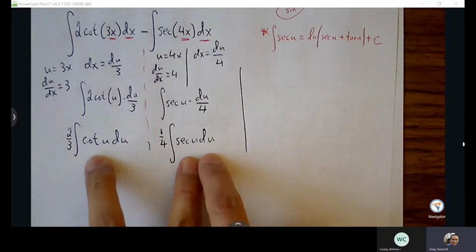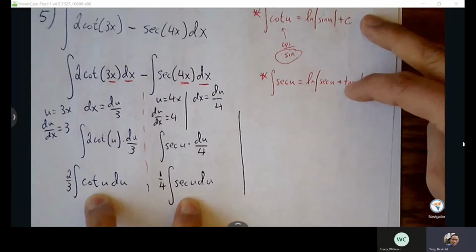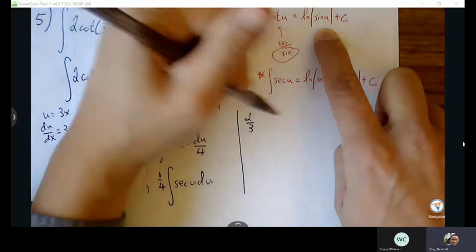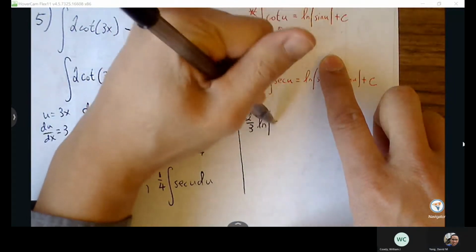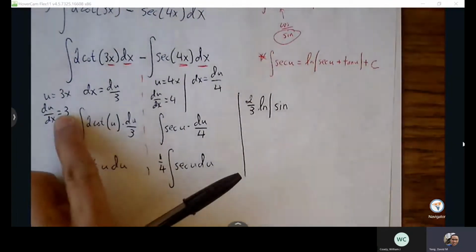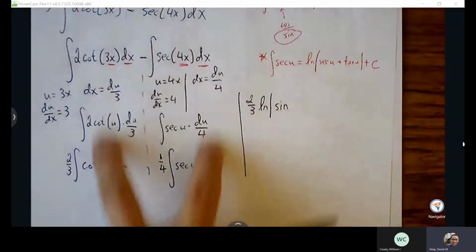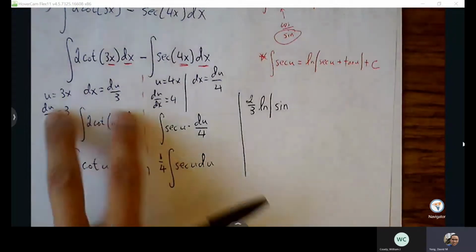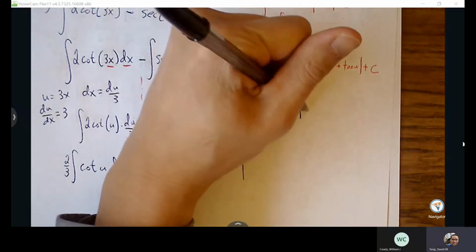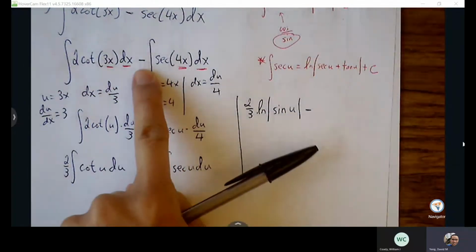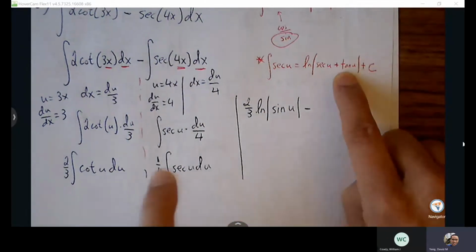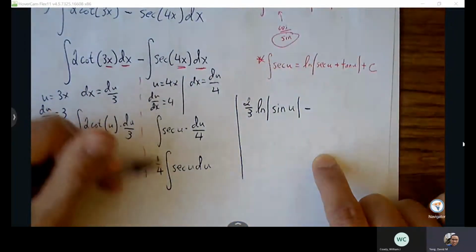Okay, so we have 2 rules now that are ready for our antiderivative rule. Cotangent becomes natural log sine of U. 2/3, we'll just tag along. Now, we've got to be careful. These 2 U values are different U values. This U value is for the 3x, this U value is for the 4x. 2 separate problems. I know we're using the same variable, but these are 2 separate processes. This natural log of U becomes natural log of 3x. There's a minus sign that comes after this first term, and then secant becomes natural log secant U plus tangent U. The 1/4 will tag along in front.